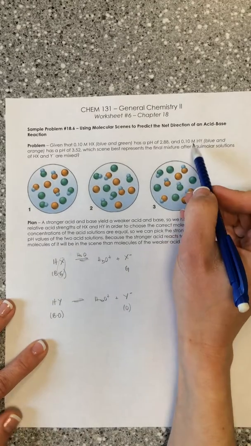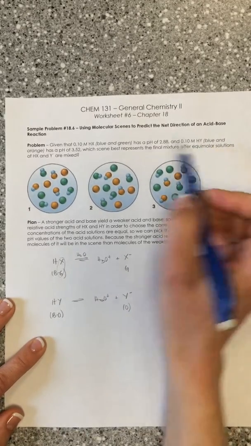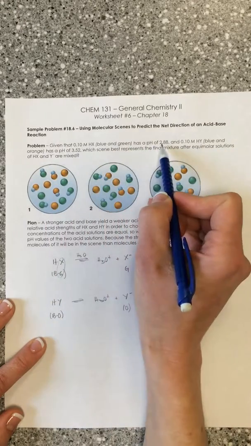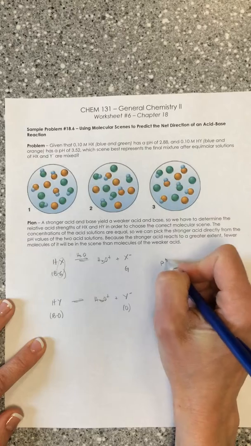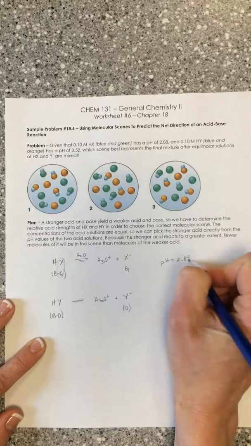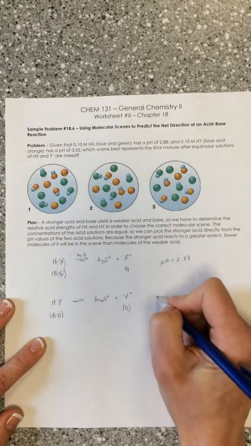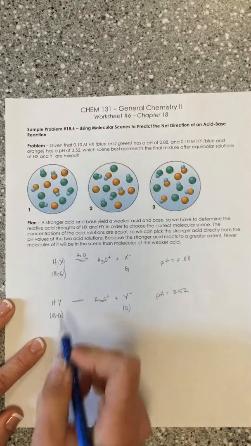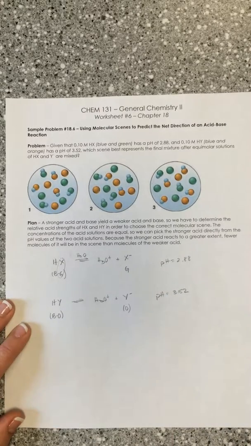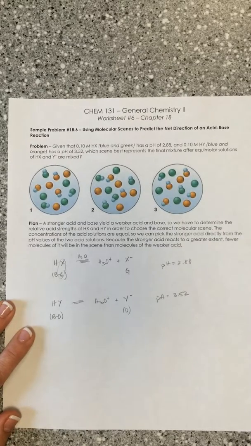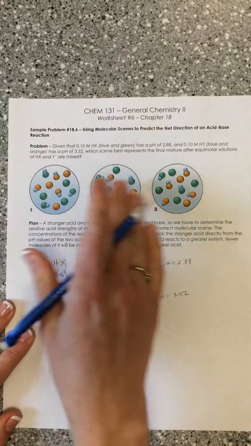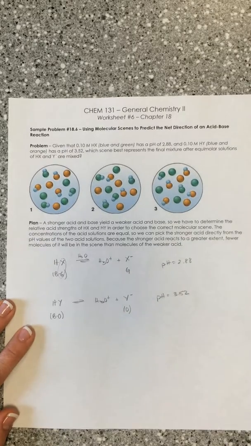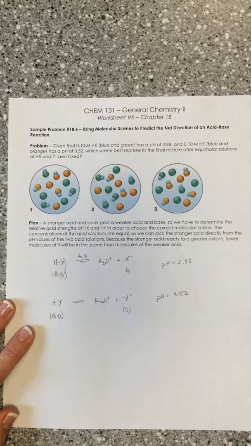Another piece of information that they give us is that when we have 0.1 molar of each solution, we're going to have a pH of 2.88 for our HX solution, and the pH is going to be equal to 3.52 for our HY solution. And so it's asking us, looking at these different molecular scenes, which one best represents equal molar solutions.